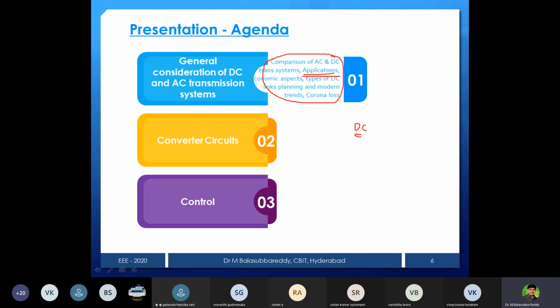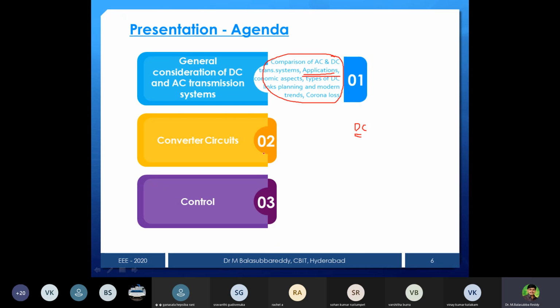Another thing: suppose I want to transmit power underground or underwater, AC is not preferable. There is one conductor, and the return path itself can be considered as seawater or the ground. For submarines and the like, they can use only DC cables. That's why underground or underwater cables prefer DC.